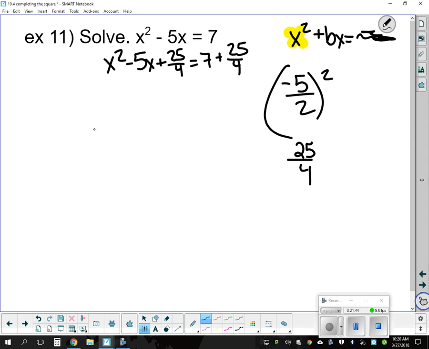After we find that, then technically what we are doing is we are factoring the left side. But remember, there's a shortcut. It's going to be x plus b over 2. Well, in this case, b over 2 would be negative 5 over 2 squared equals 7 plus your 25 over 4 gives you 53 over 4. Pop that right in your calculator. Okay, at that point, you are ready to solve.